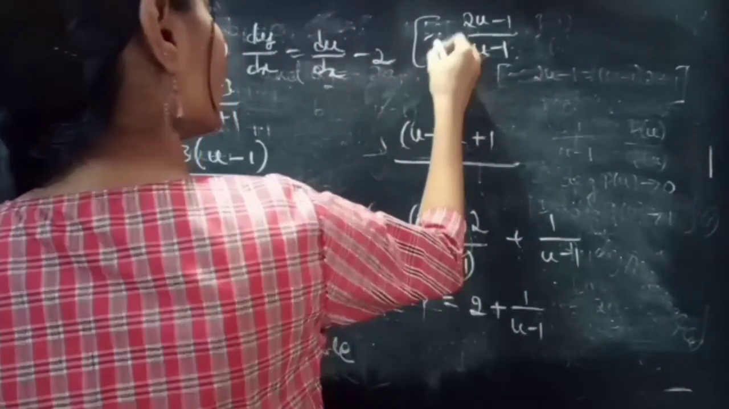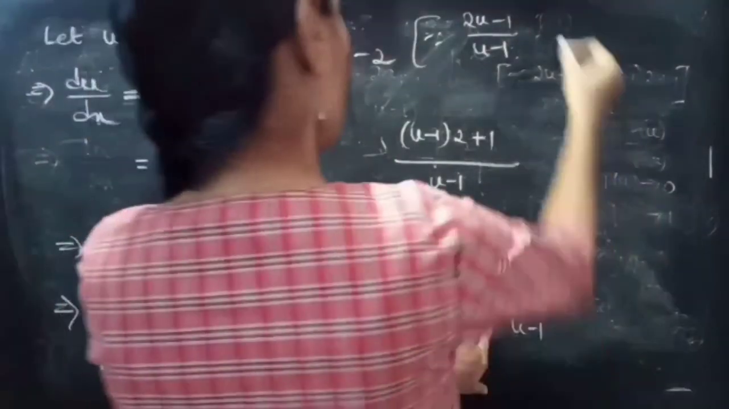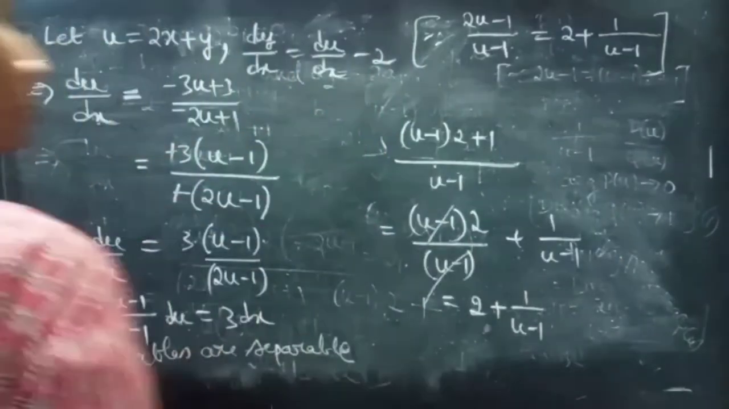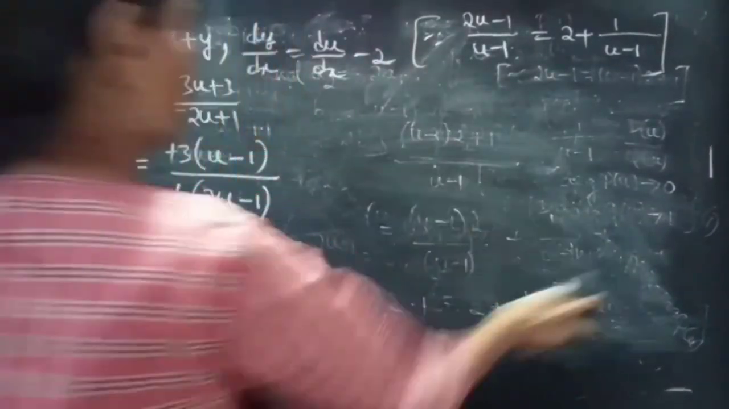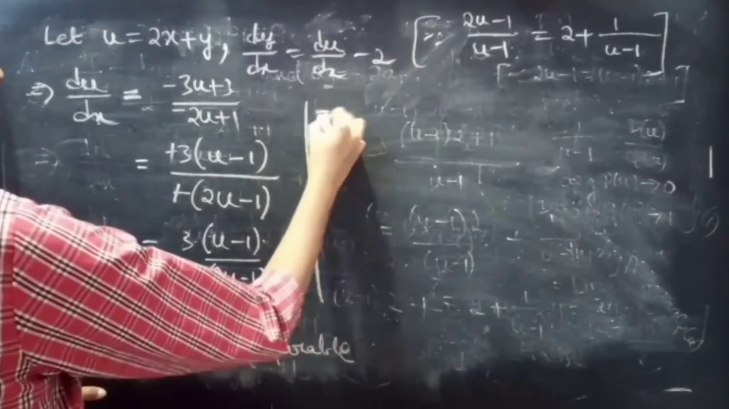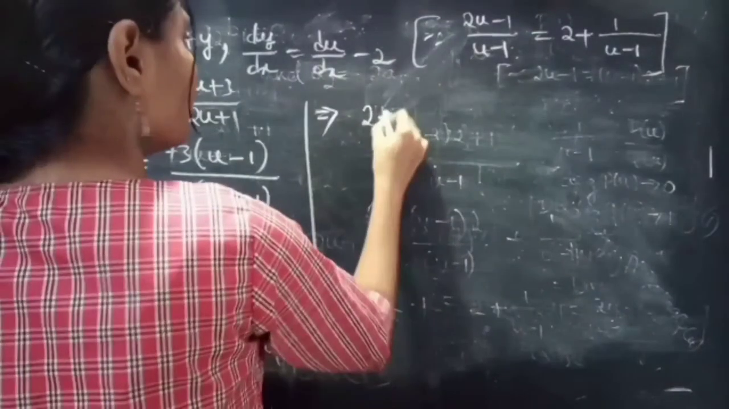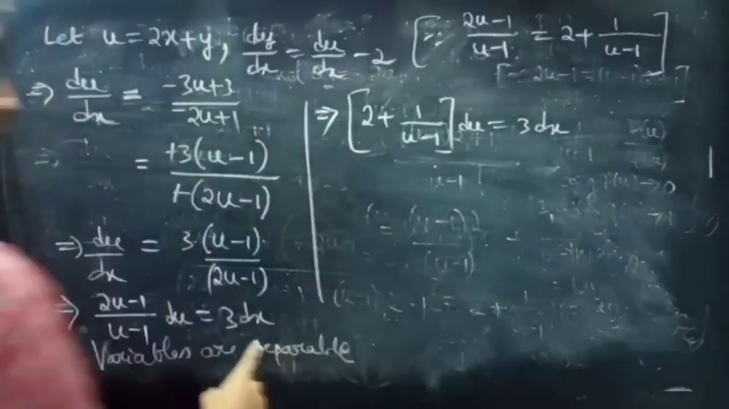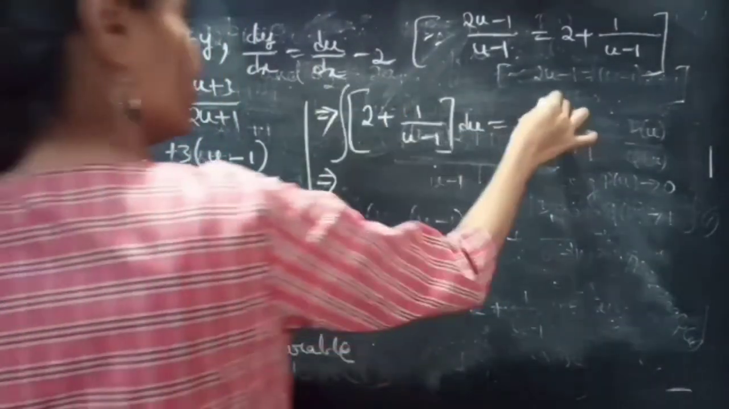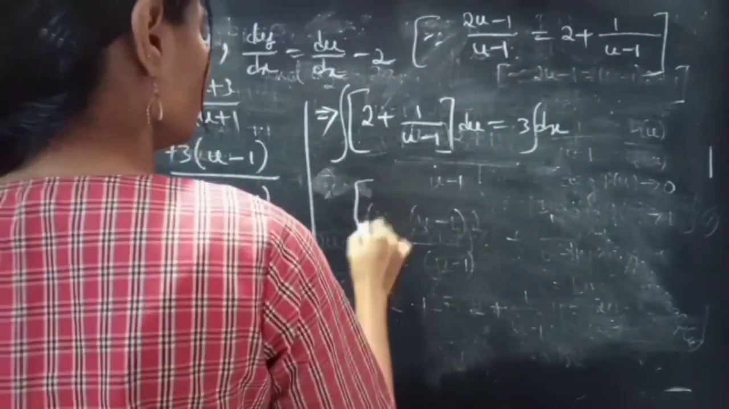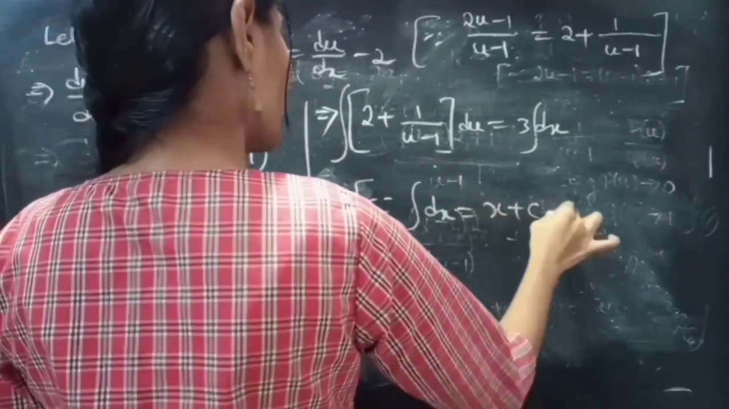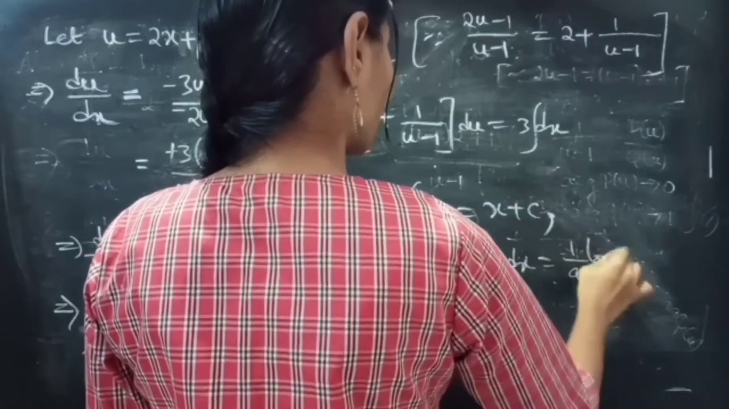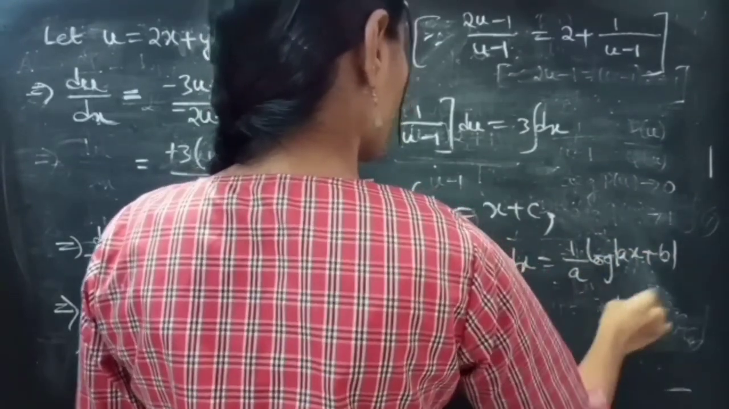Fine. Since 2u minus 1 by u minus 1 equals 2 plus 1 by u minus 1, we simply replace this fraction: 2 plus 1 by u minus 1 into du equals 3 into dx. Now we can perform integration. We know that integral dx is x plus integral constant c, and integral 1 by ax plus b into dx equals 1 by a into log mod ax plus b plus integral constant c.